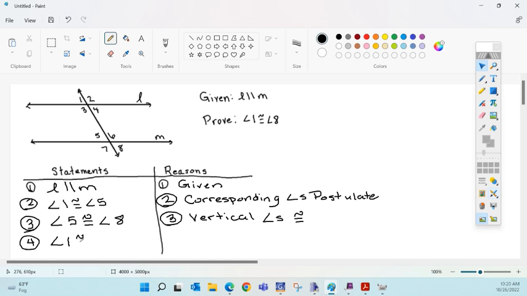And that because is super important. Angle 1 is congruent to angle 8, because guess what? They're both congruent to 5. Okay? Angle 1 is congruent to 5. 5 is congruent to 8. Therefore, 1 is congruent to 8. And he gave the right reason.